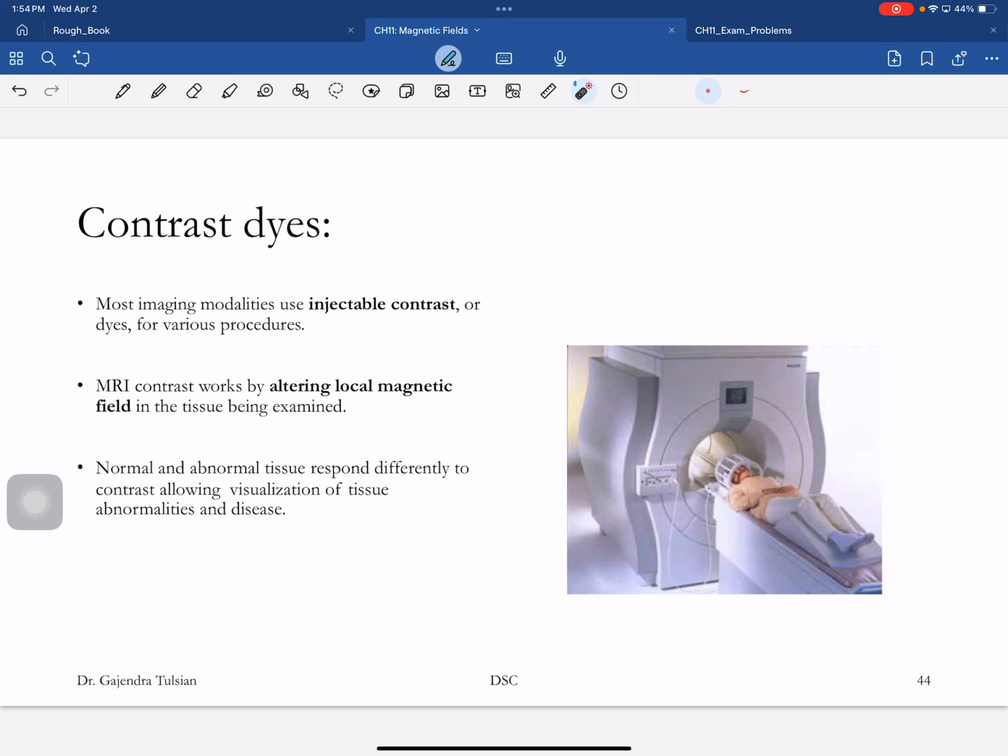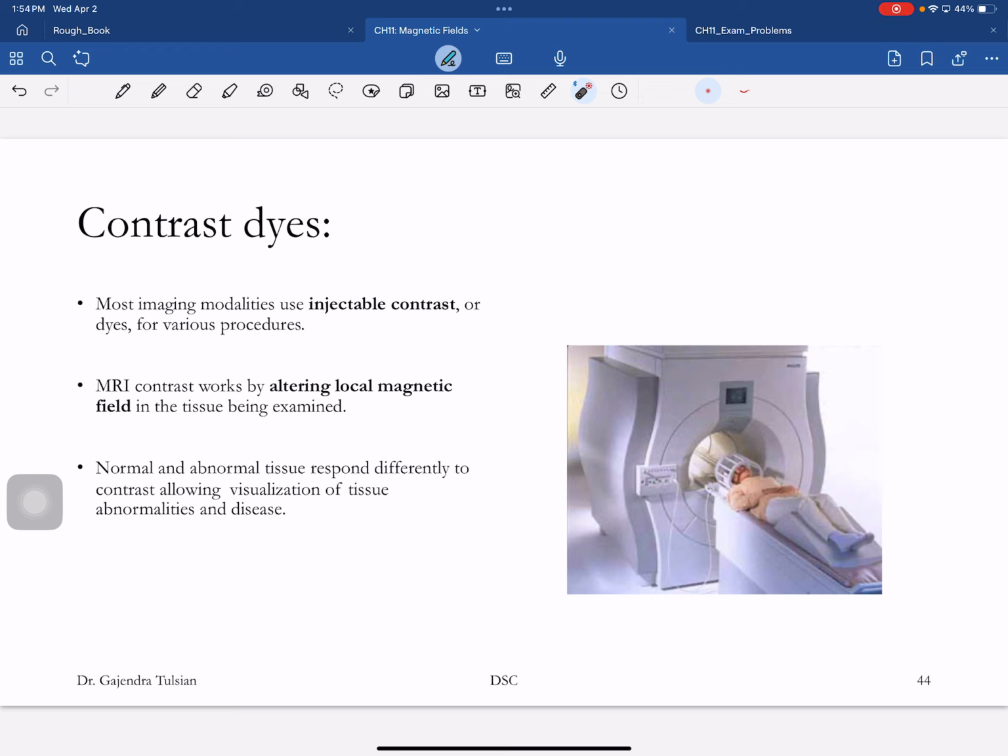MRIs are very loud and make certain noises. Does that have anything to do with the magnetic field? That's the current passing through to produce this strong magnetic field. That's what the noise is.